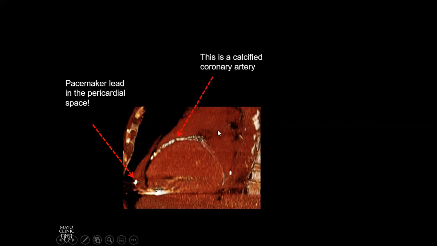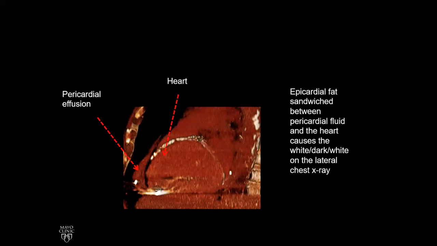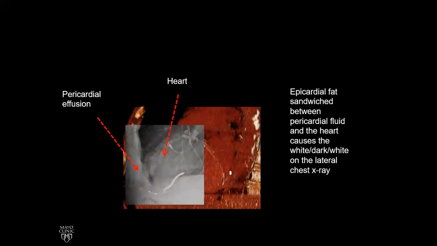This is a coronary calcium. If we rotate this guy, oh, I'm sorry, we'll get to that in a second. This epicardial fat here causes the dark area on the chest x-ray. And this is what I was getting to before. The epicardial fat is here, the visceral pericardium sits there, and the parietal pericardium is up there. Pericardial effusions form superficial to this epicardial fat, which causes a dark line on this lateral chest x-ray. So there's pericardial effusion, there's heart, and epicardial fat sandwiched between the pericardial fluid and the heart causes the white, dark, white on the lateral chest x-ray, like that.